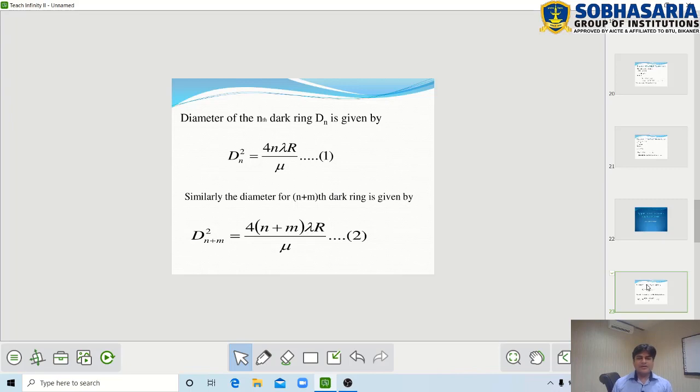Similarly, the diameter of the n plus mth dark Newton ring is given by d(n+m) square equal to 4 (n plus m) lambda R upon mu. Here also n and m are integers, their values are 1, 2, 3 and so on. Lambda is the wavelength of the incident light, R is the radius of curvature of the plano-convex lens, and mu is the refractive index of the medium.